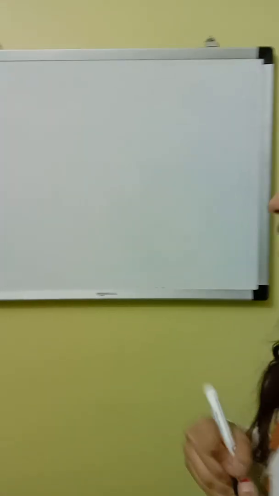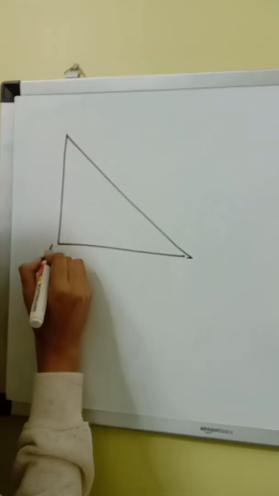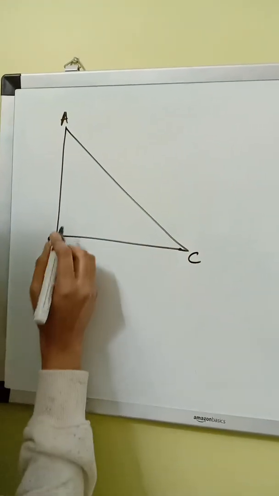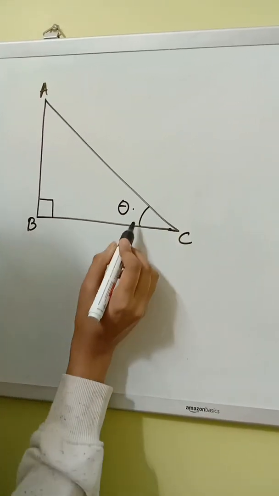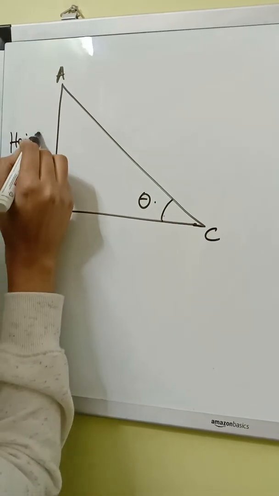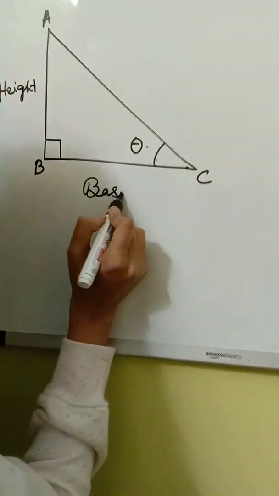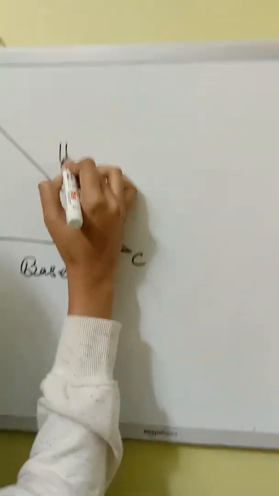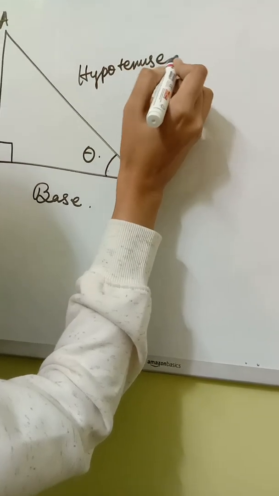So let's draw a right angle triangle over here, that is right angled at B, and the name of this triangle is ABC. Let's suppose this angle is theta. The side opposite to theta is called the height of the triangle. The side adjacent to theta is called the base of the triangle, and the side opposite to the right angle is called the hypotenuse, which is the largest side of the triangle.